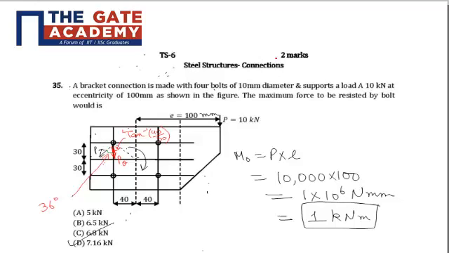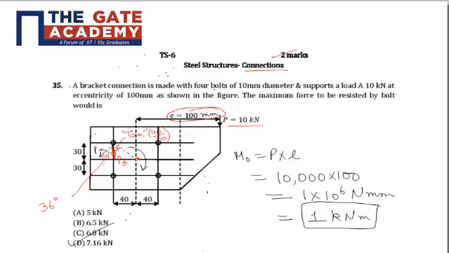Dear students, the following question is a 2-mark question from the topic of connections of steel structure, where a bracket type connection is shown in which a load of 10 kilonewton is acting at an eccentricity of 100 mm from the centroid of the connection, and it is asked what the maximum force to be resisted by a bolt would be.